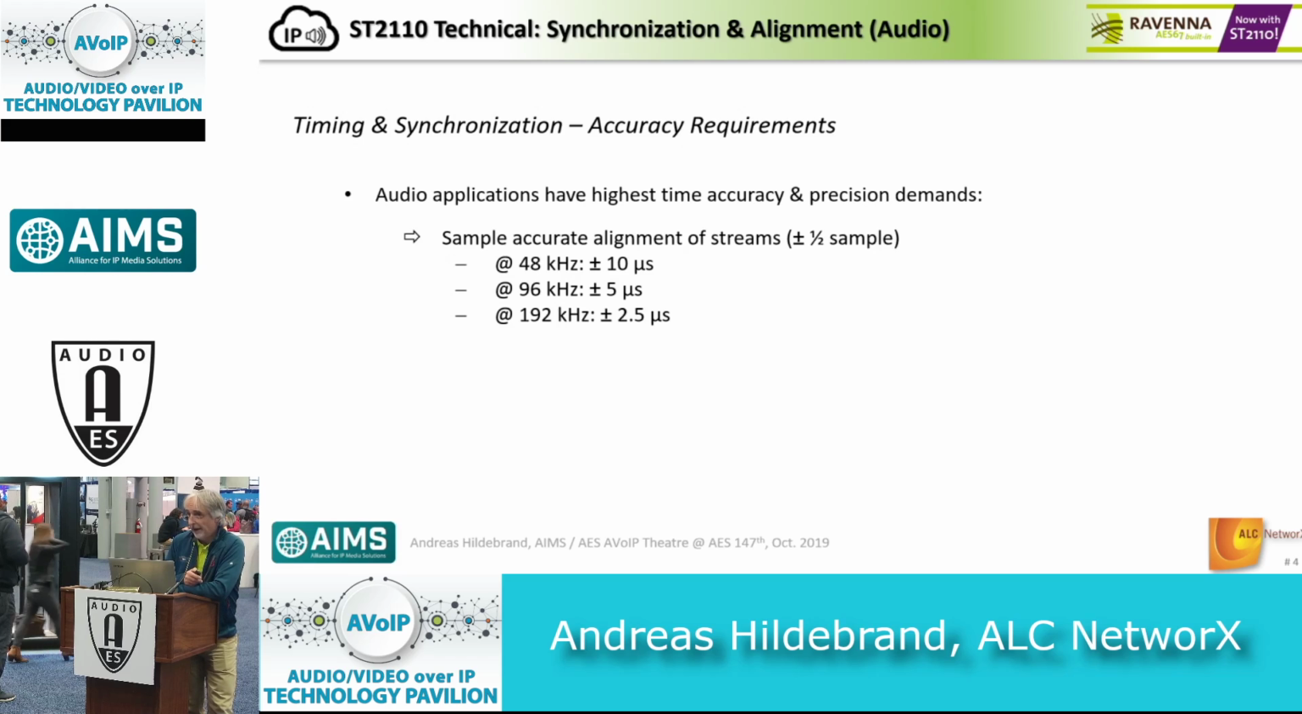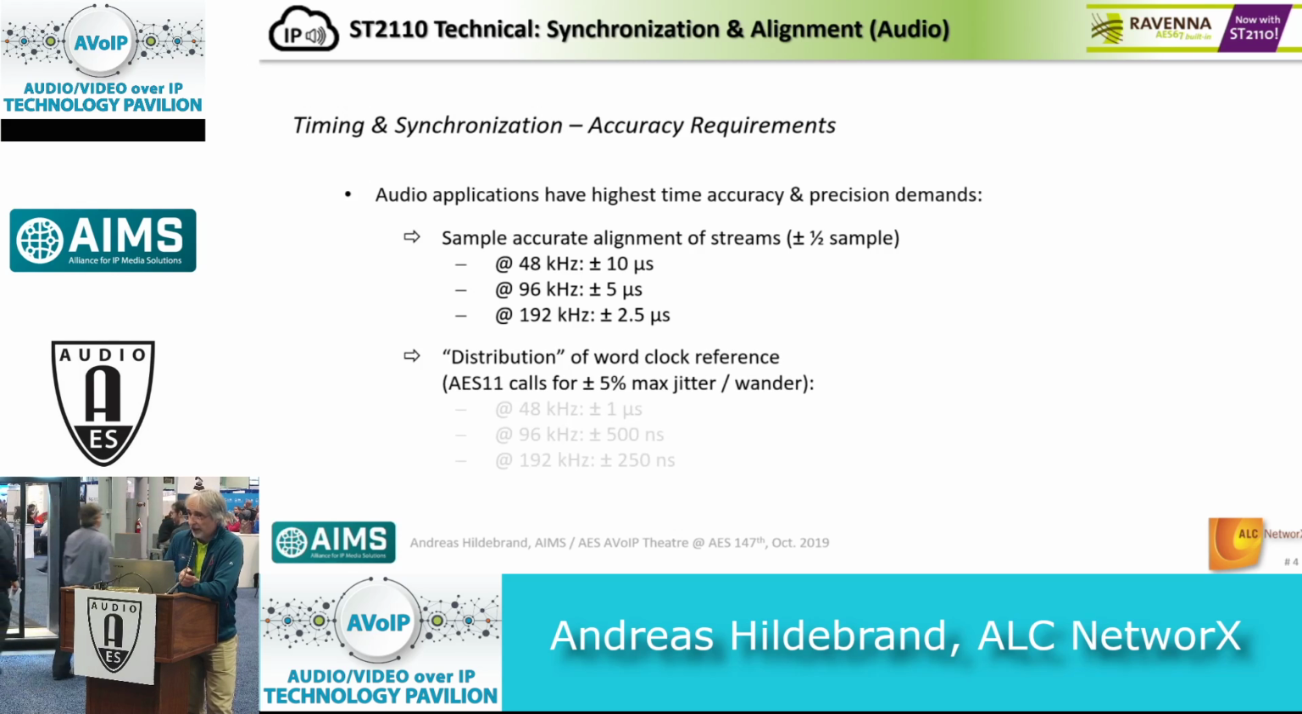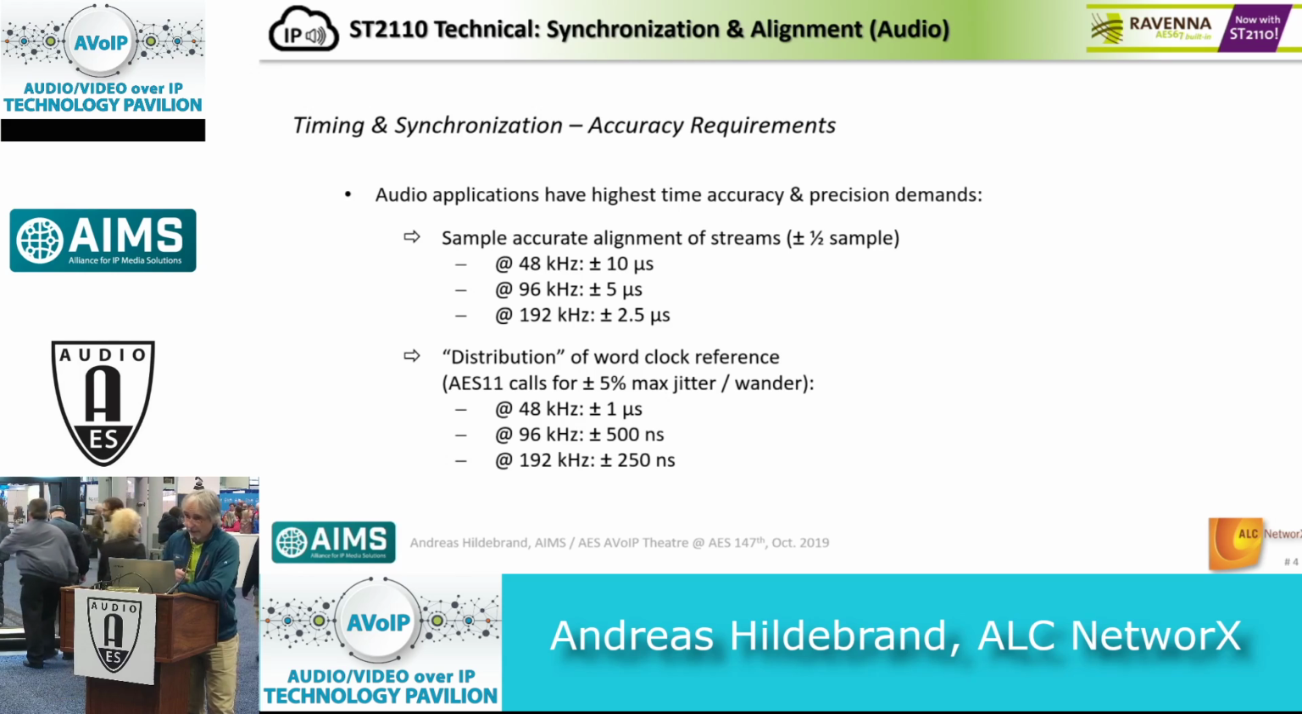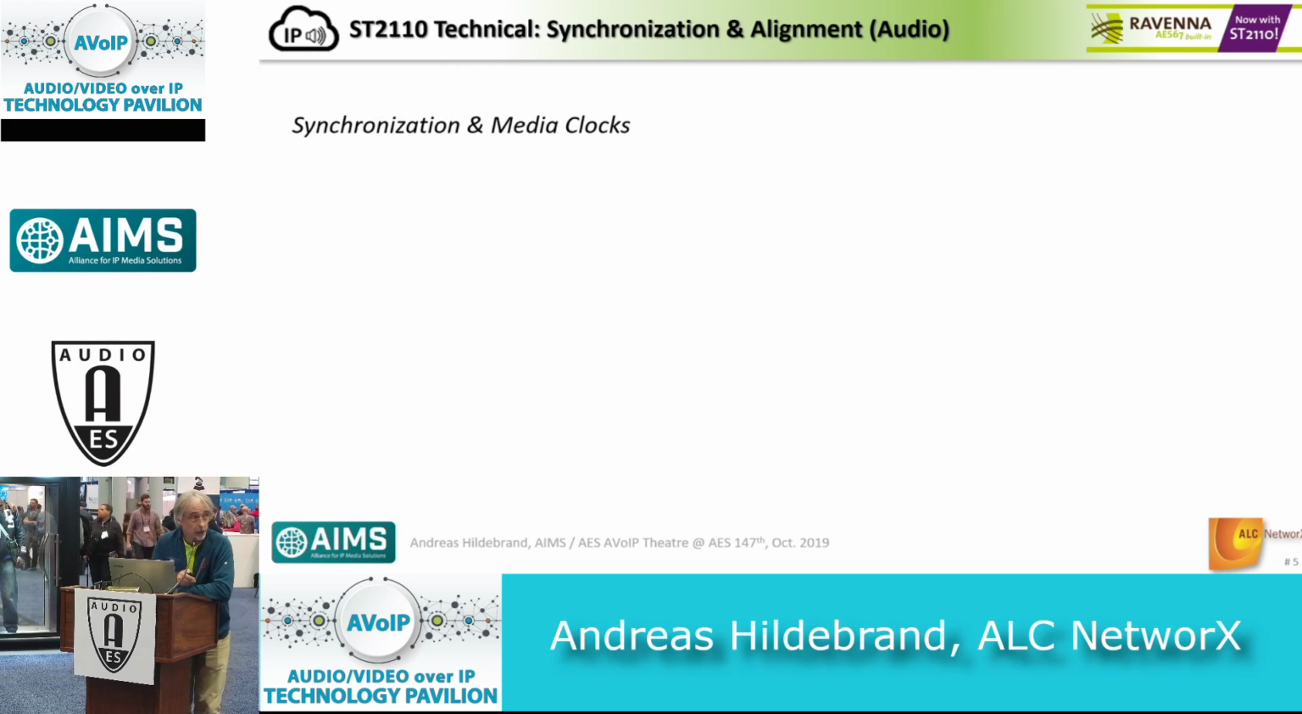Now that is sample accuracy on playout, but I was asking about clock reference distribution, so we should have a time precision which would allow us to generate media clocks on the local devices with the precision required by AES11. That is a standard which says the maximum deviation for clock jitter and wander is plus minus 5% of the clock period. That translates into even tighter numbers. At 48 kilohertz, we need a precision of plus minus 1 microsecond, and if we operate at 192 kilohertz, the precision needs to be down to 250 nanoseconds. So how can we achieve this?